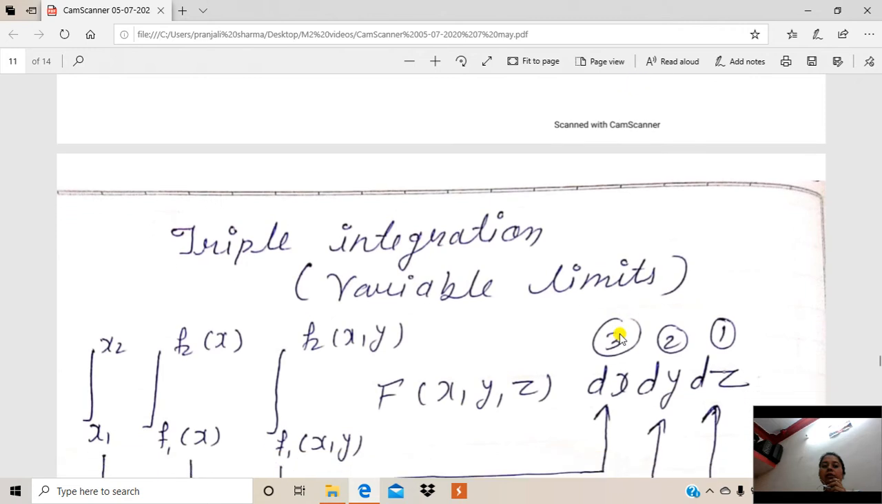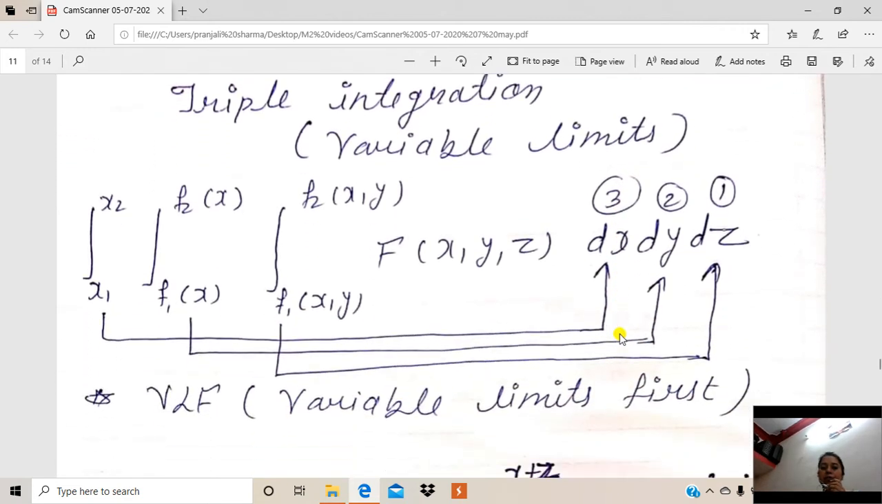Next we will see triple integration with variable limits. So let f be a function of x, y and z, and if it is to be integrated with respect to x, y and z, and if the limits are x1 to x2, f1(x) to f2(x), and f1(x,y) to f2(x,y). So here we have to decide about the limits.